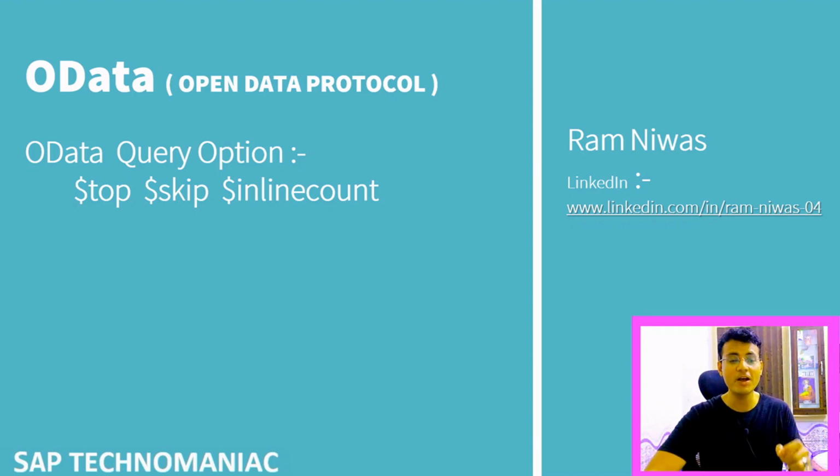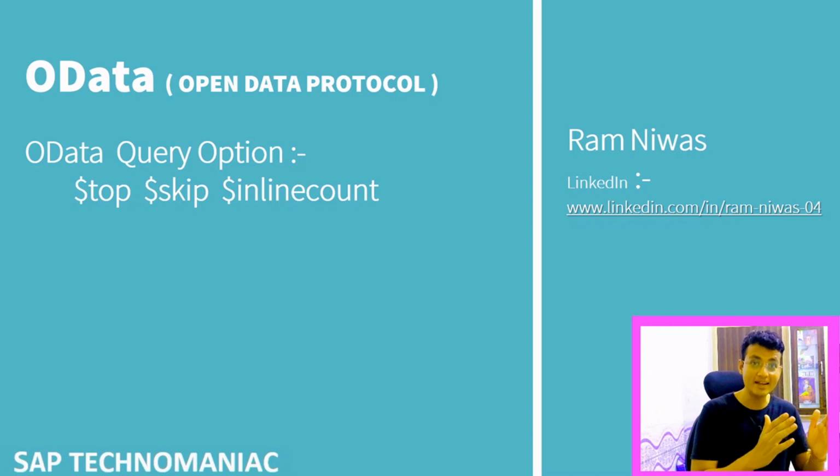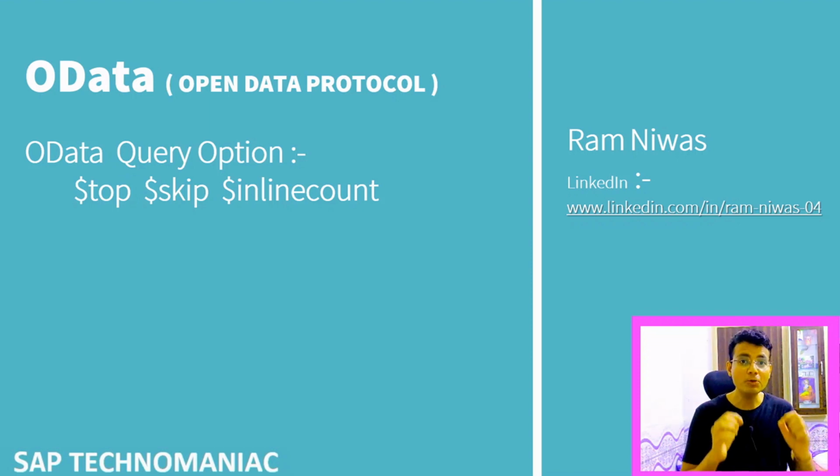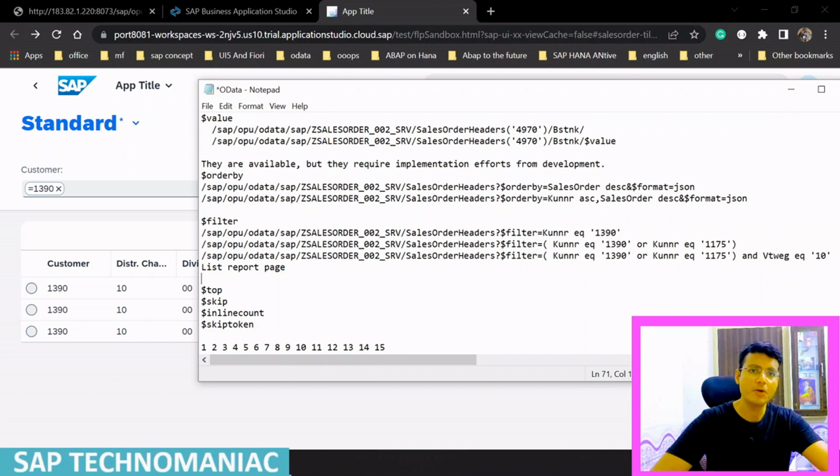In this video, we are going to discuss another three query options: top, skip and inline count. For that, we have to do some development on the backend side so they can work in the front end. Let's get started. We have discussed the filter query option, which required development to work in the backend system.